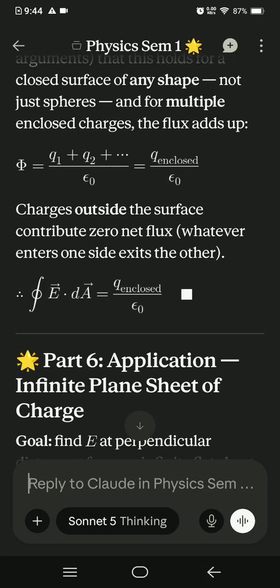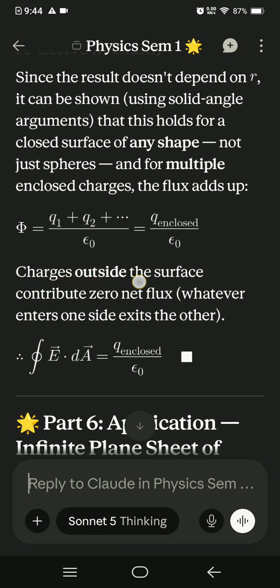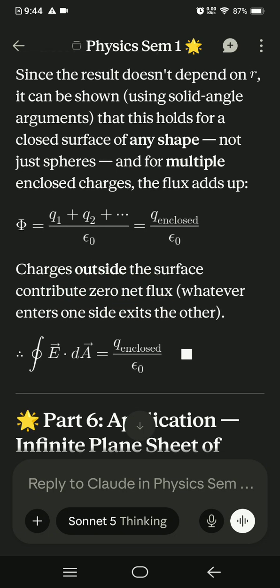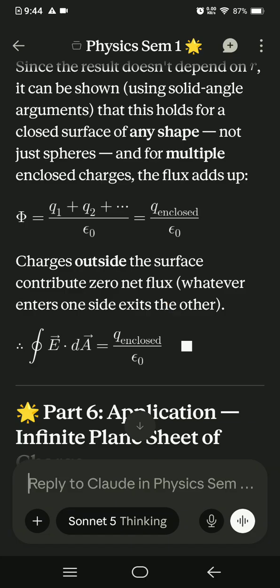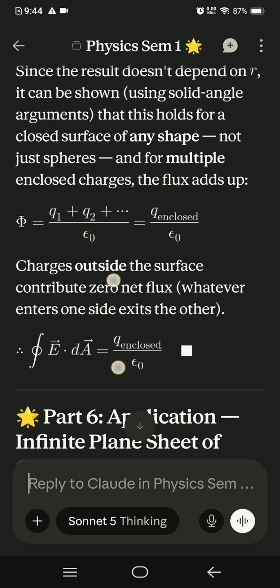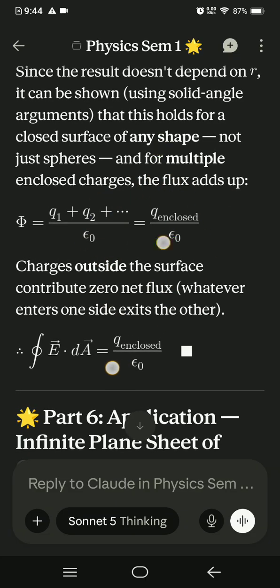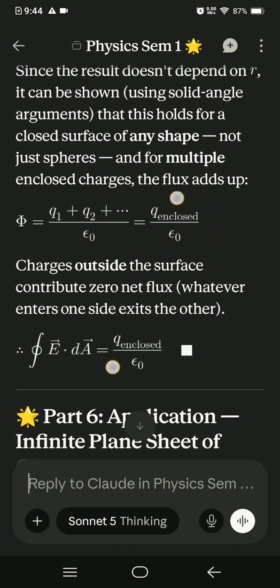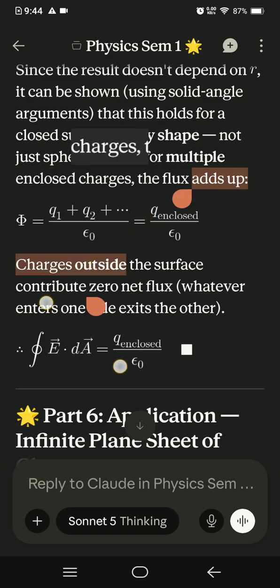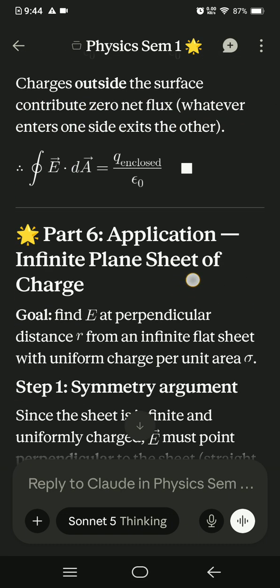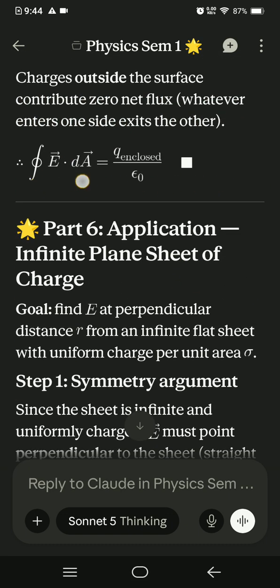this thing, and charges outside the surface contribute zero net flux, whatever enters one side exits the other. So if this is our sphere, then all the charges inside it create the flux. If there is a charge outside the sphere, the flux it produces goes out the other side as well. Okay, so here is our final formula.